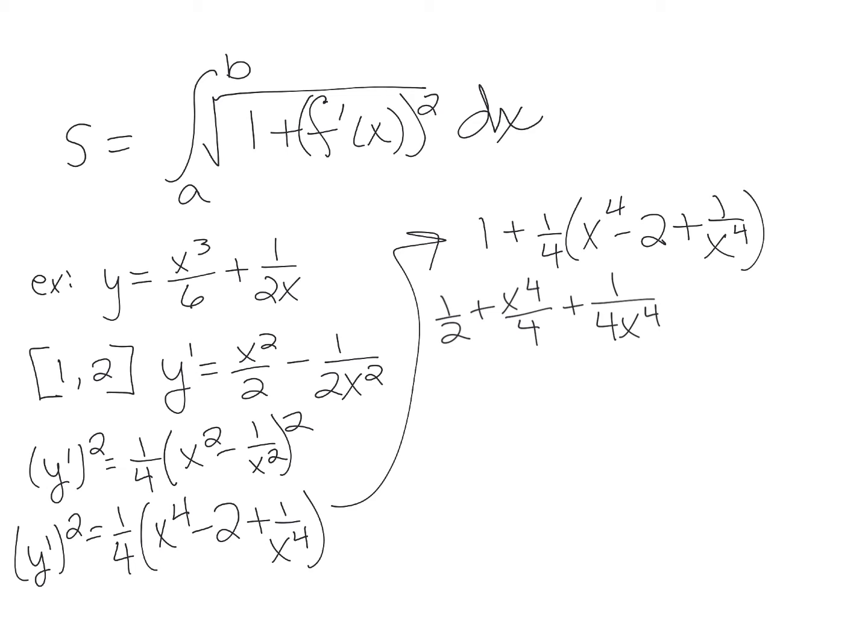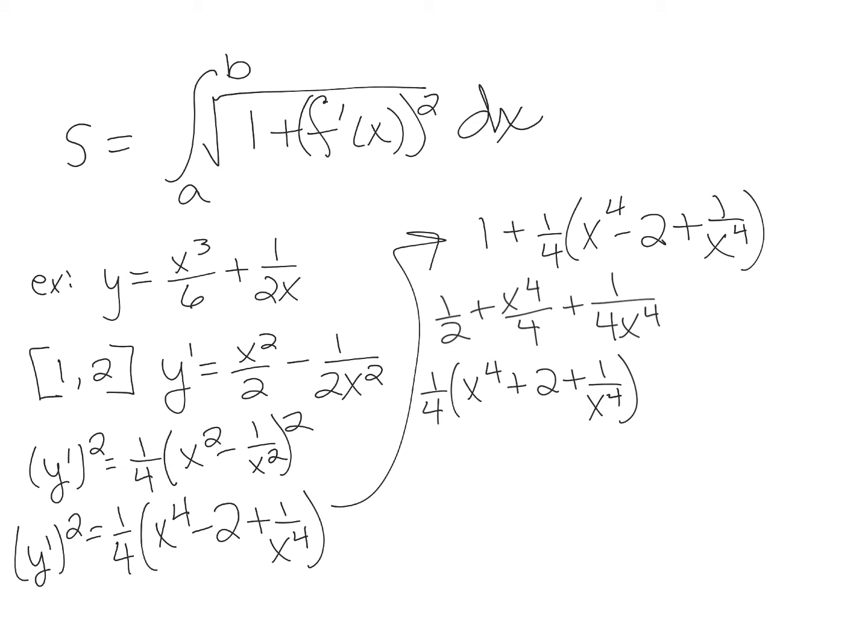Well, integrating the square root of this is going to be not so easy, right? But watch this. I'm going to factor out a 1/4, and I'm going to rearrange some things. I'm going to get 1/4 times x to the 4th plus 2 plus 1 over x to the 4th. Does that look familiar? It looks kind of like what I had right here, except for the minus sign. Well, where did this come from? It came from squaring this out. So you see this is a perfect square.